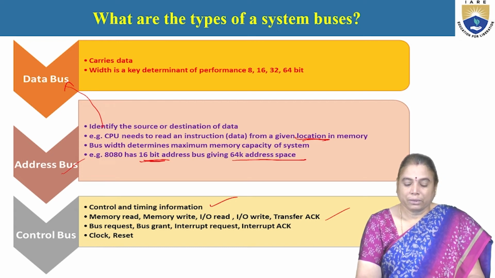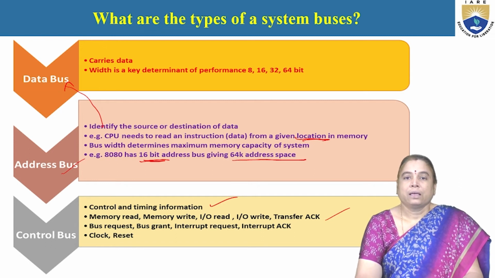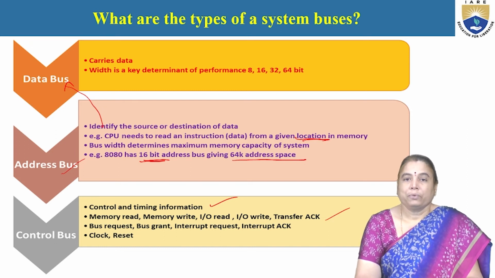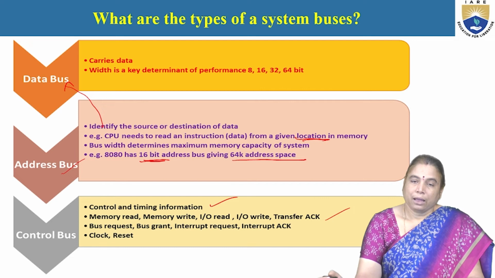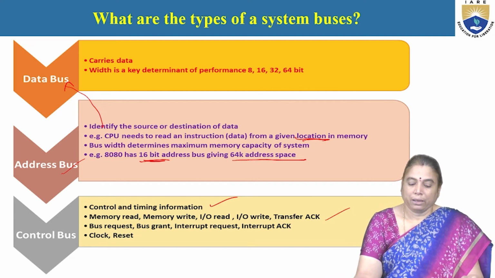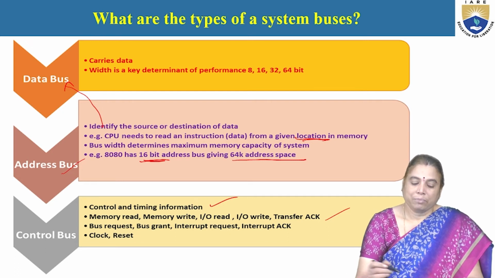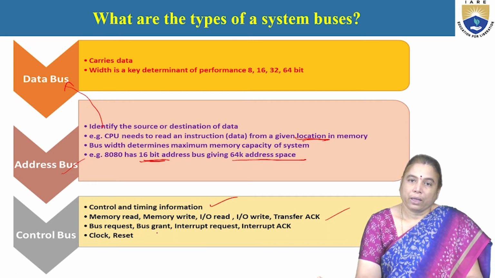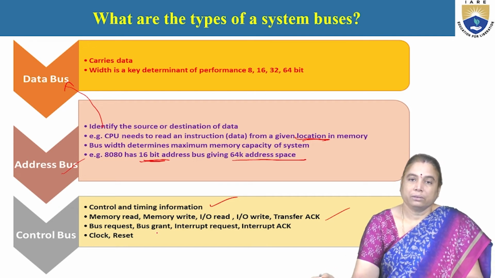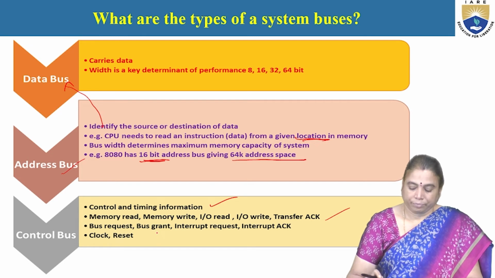Bus request, bus grant, interrupt request, interrupt acknowledgement are the signals. Generally, bus request and bus grant signals can be used to access the DMA controller, and interrupts can be taken and identified with the help of interrupt request and interrupt acknowledgement. Clock and reset signals can be transmitted with the help of the control bus. So the system bus is a combination of all these three buses.